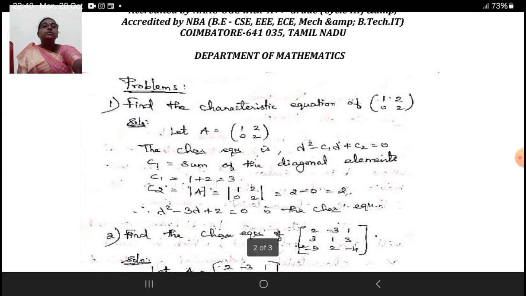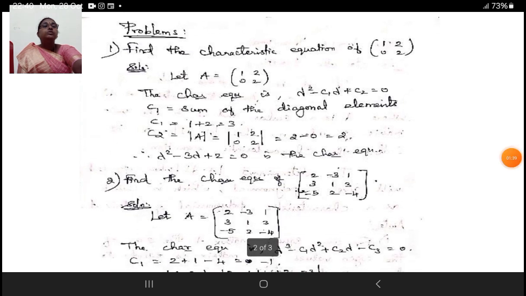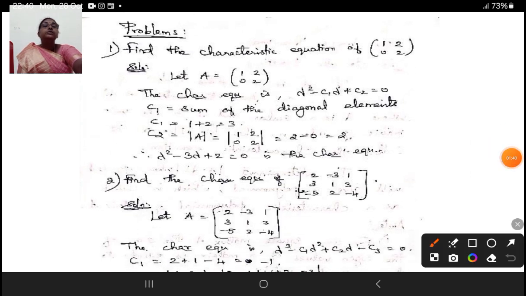So shall we discuss some problems based on this. The first one is: find the characteristic equation of the matrix 1, 2, 0, 2. Let this matrix be A and then write the general characteristic equation: lambda square minus C1 lambda plus C2 equal to 0, where C1 is the sum of the diagonal elements. Here the diagonal elements are 1 and 2.